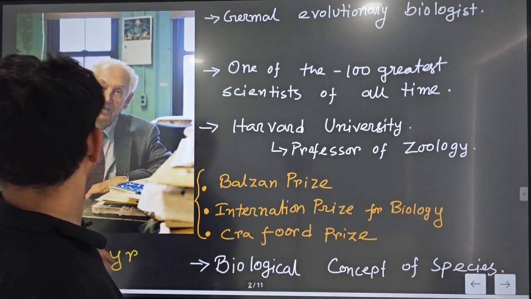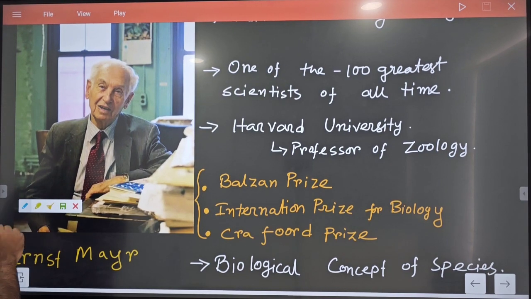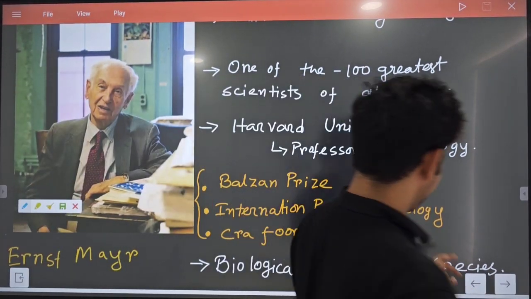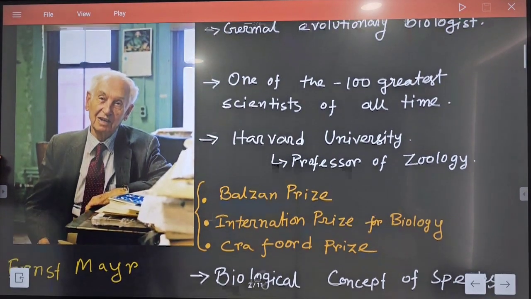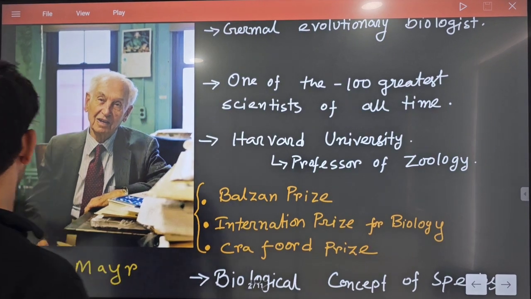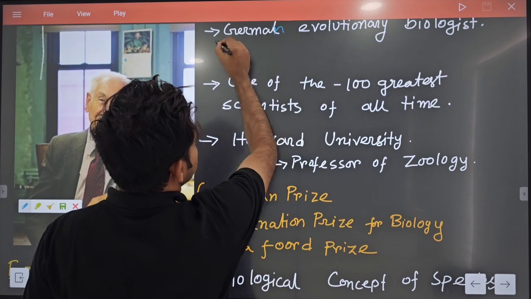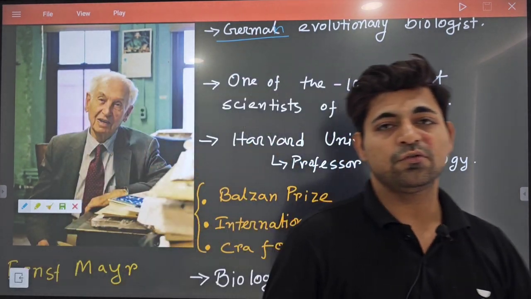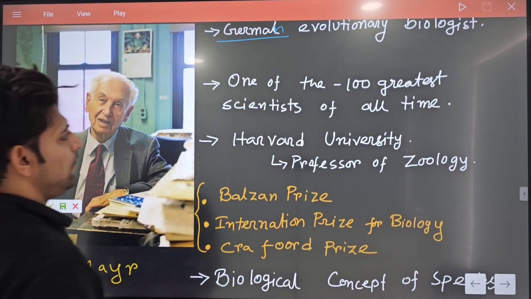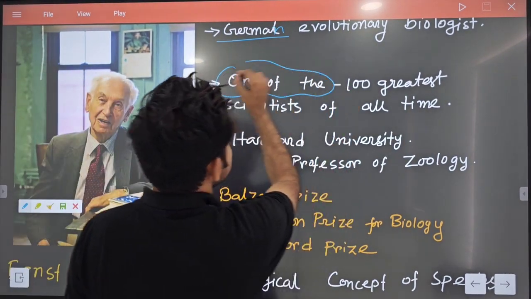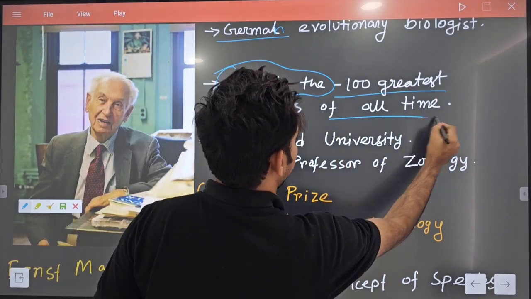Here is the Darwin of the 20th century, our Ernst Mayr uncle. He was a German evolutionary biologist who worked at Harvard University. He is one of the scientists we regard as among the 100 greatest scientists of all time.